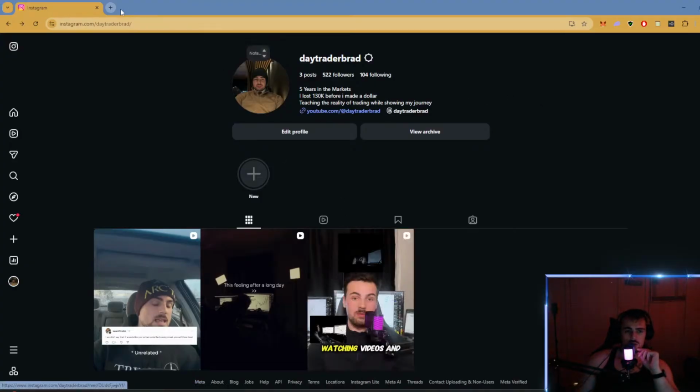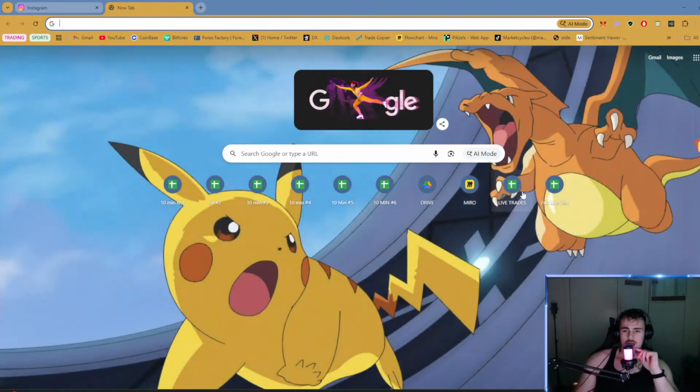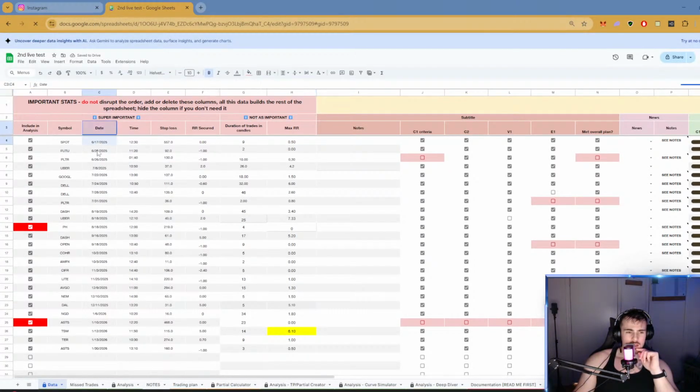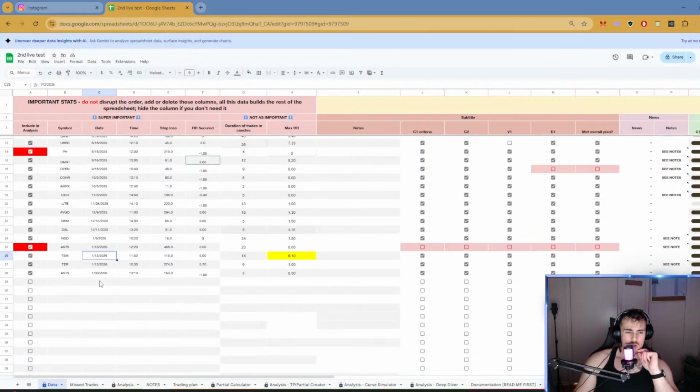Yeah, it's so boring. Like, I will show you guys my live sheet here. So this is my data. This is the dates of my trades. January was actually pretty good. I had 6 trades, or I think 5 trades. But February, I've taken no trades so far. I have nothing in the second month of the year here.